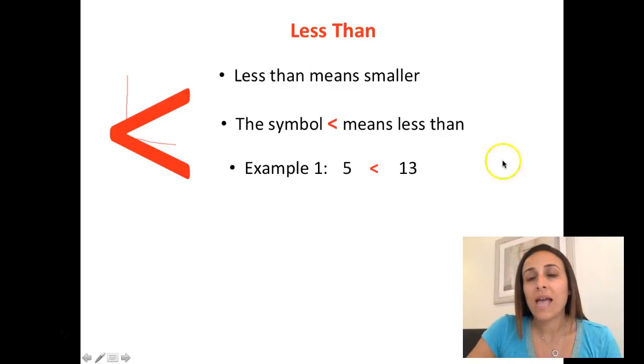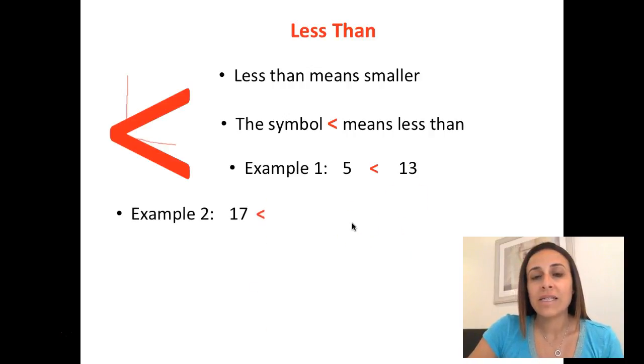We read this as we read words in a book. We read them from left to right. 5 is less than 13. Example 2. 17 is less than 24. Again, reading it from left to right.